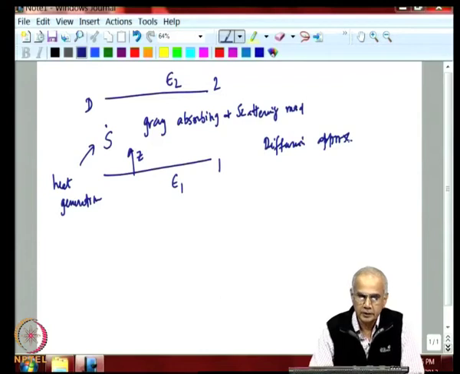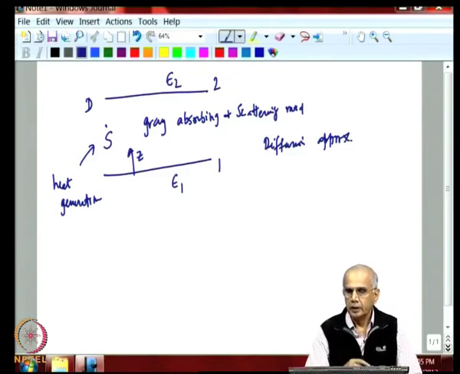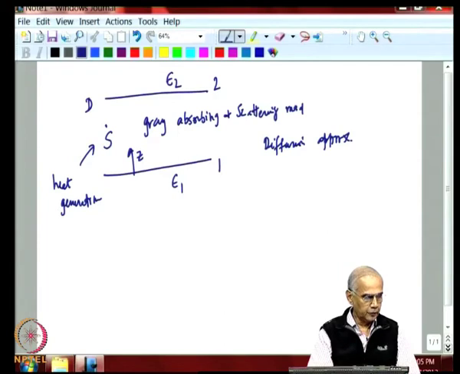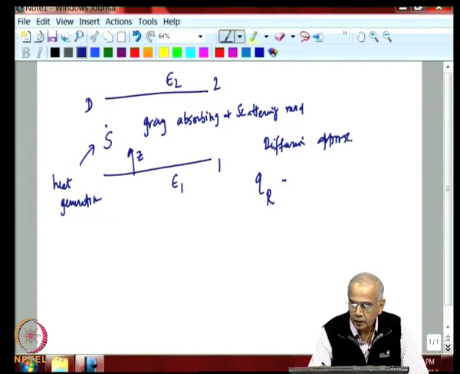We will treat radiation as a diffusion process, which we had discussed earlier in our lectures, where we said that in the thick limit, we can treat radiation as a diffusion process. And if you recall, we showed that q_R can be written as minus 4 by 3 K d sigma T to the power 4 by dz.